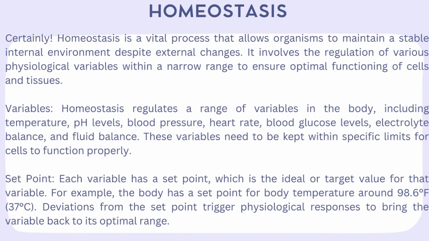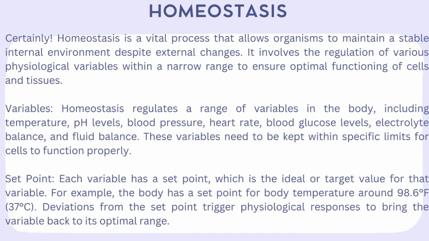Next is homeostasis. Homeostasis is a vital process that allows organisms to maintain a stable internal environment despite external changes. It involves the regulation of various physiological variables within a narrow range to ensure optimal functioning of cells and tissues. First, variables. Homeostasis regulates a range of variables in the body, including temperature, fluid levels, blood pressure, heart rate, blood glucose levels, electrolyte balance, and fluid balance.